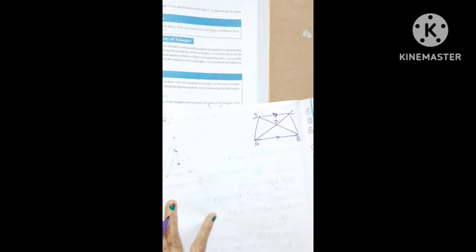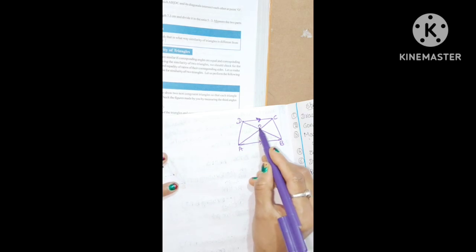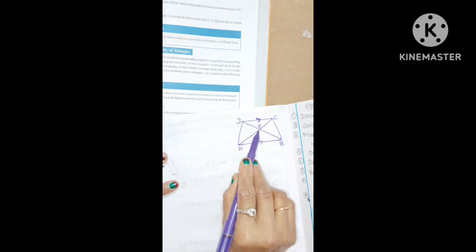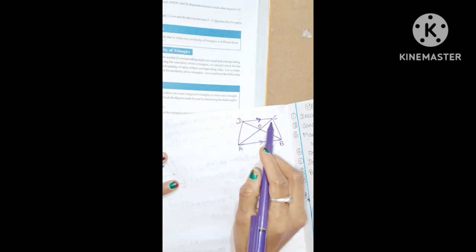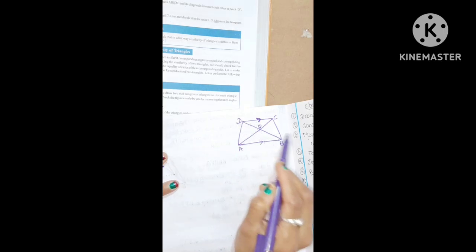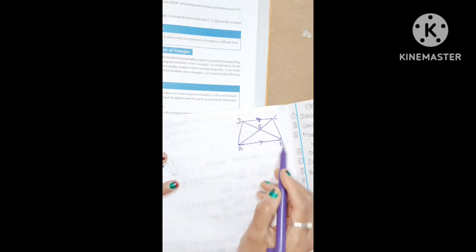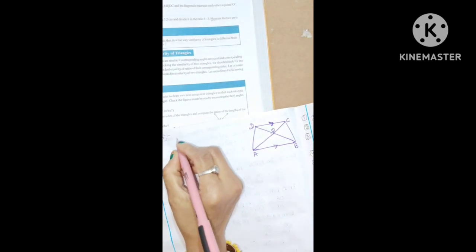So what do we have to show here? AO by BO equal to CO by DO. These two ratios, we have to show that. Okay, this is the question. Are you clear? Are you understood? Proof.